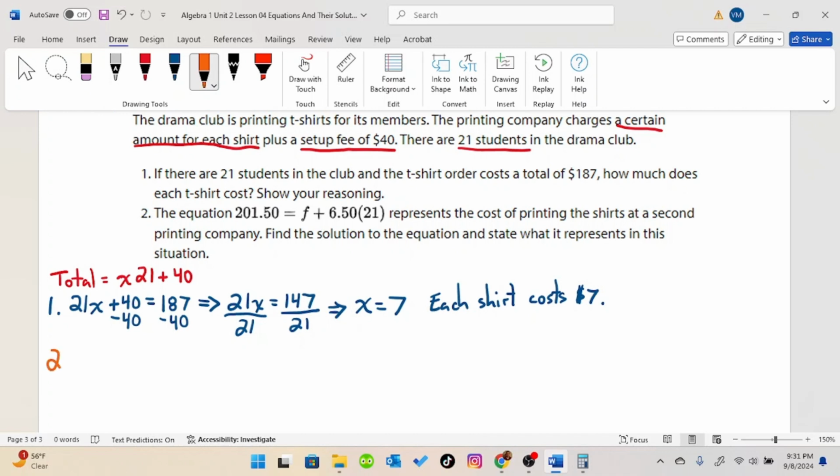So for number 2, we have $201.50 equals F, which is going to be the setup fee, plus $6.50 times 21. The $6.50 would be the price per shirt, and the 21 would be 21 shirts for 21 students.